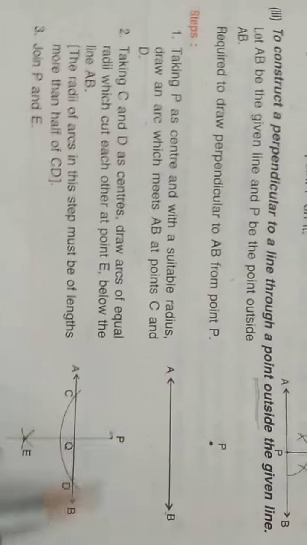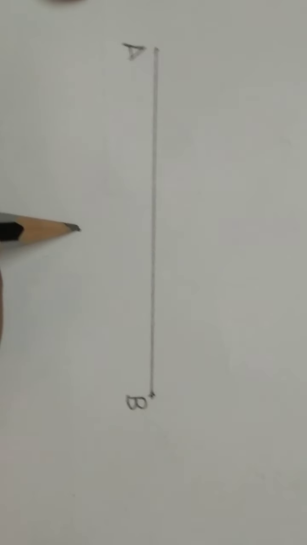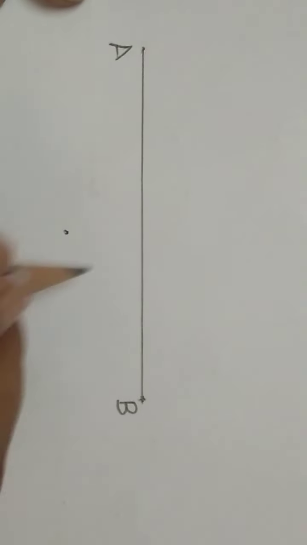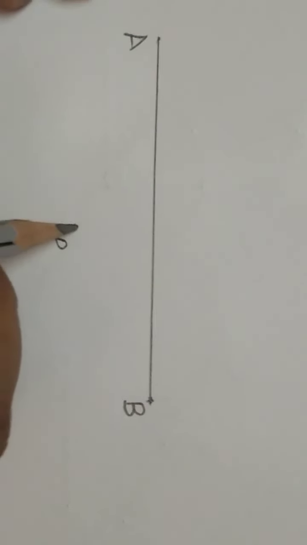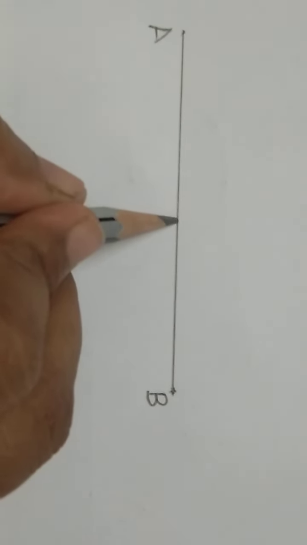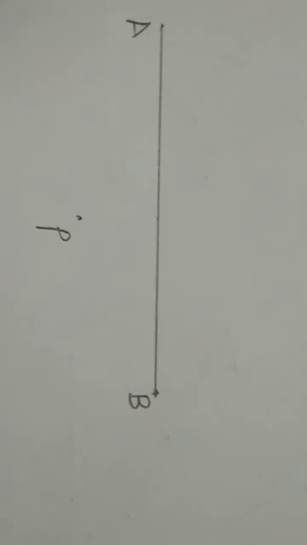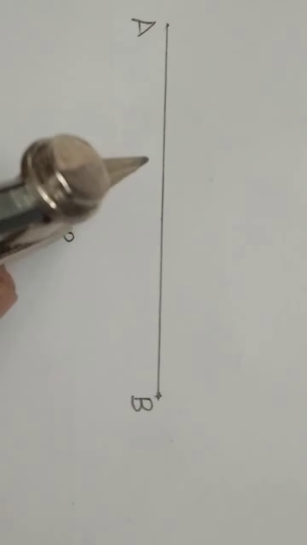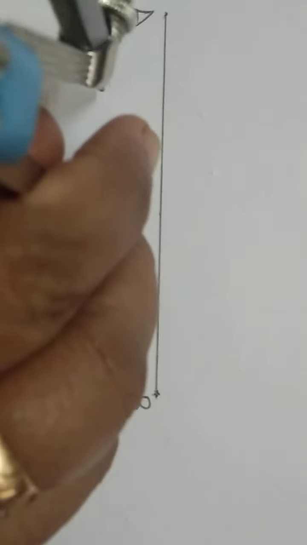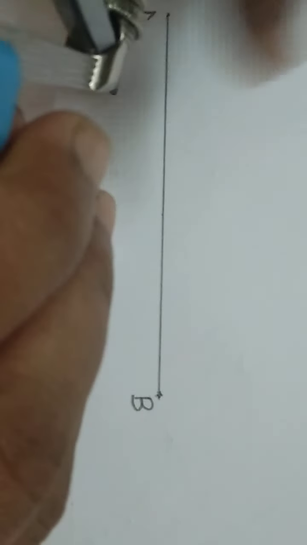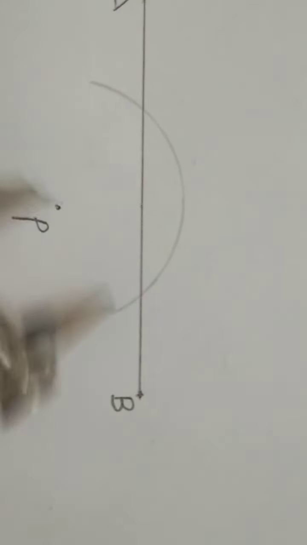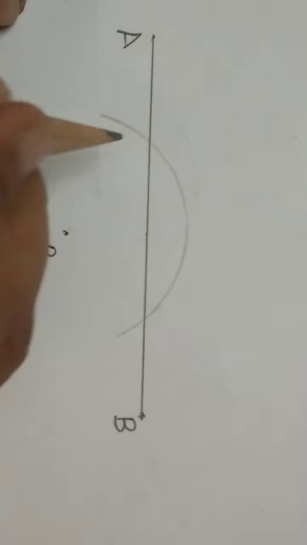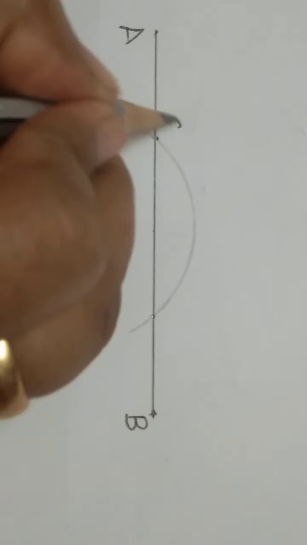Okay, I will show it. Look at here, I have drawn a line segment AB and I marked a point below the line segment here, which is P. I want to draw a perpendicular through this P to AB. For that, what we have to do? First, take the compass and draw an arc which will cut the line segment AB at 2 points. Look at here, the arc cuts at 2 points. It can be given as C and D.